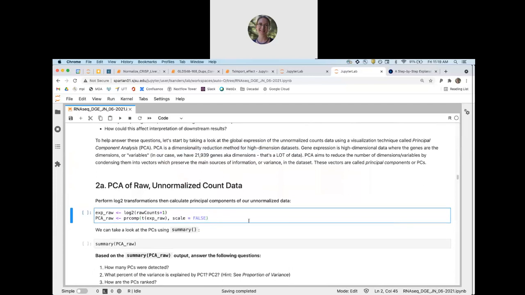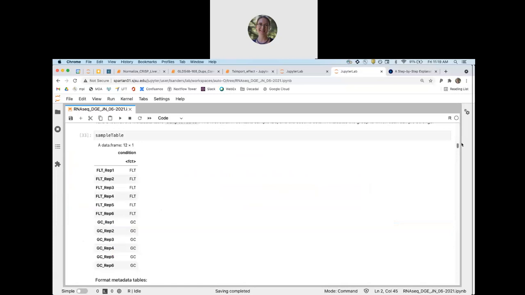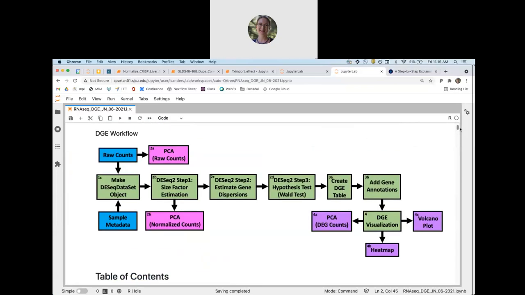Can you remind us which step we're on from the flow diagram at the top of the Jupyter notebook? Sure. So we have started with raw counts, and we've made our sample metadata, and we've made our DESeq dataset object. So we're now going to make a PCA with raw counts.